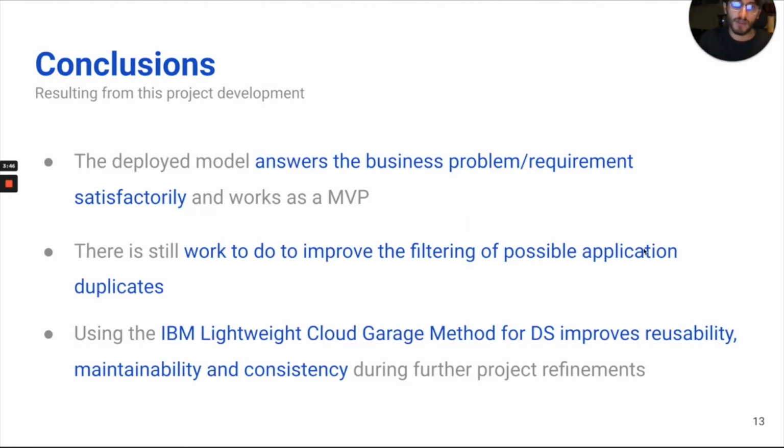In conclusion, the deployed model answers the business problem and works as a functional MVP, which was kind of the main objective of this project. However, there's still work to do to improve some details, such as the filtering of possible application duplicates. I found during the EDA stage that many observations had the same feature values but had a different client ID, but it wasn't possible for me to know which were duplicates and which were just coincidence to have the exact same values.